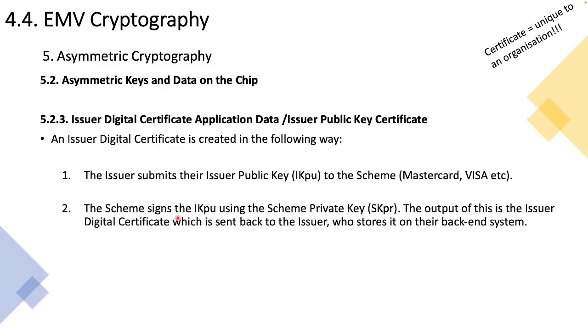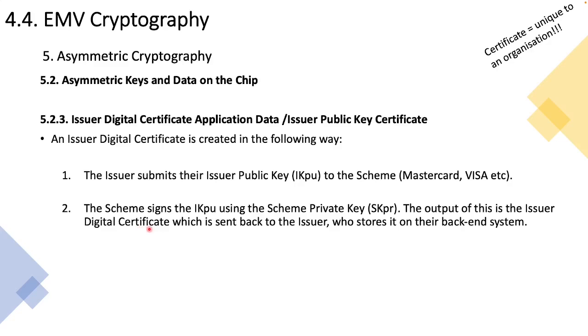The scheme, remember, also has their own key pair. They have public and private keys that together make up an RSA key pair. So what they will do is take the issuer's public key. Remember, the issuer will make this key public, so they will distribute it to the scheme. The scheme will sign it. They will sign the issuer's public key using the scheme's own private key. Remember, the scheme will never disclose its private key to anyone. They'll sign this key with the private key, and what this will produce is a digital certificate.